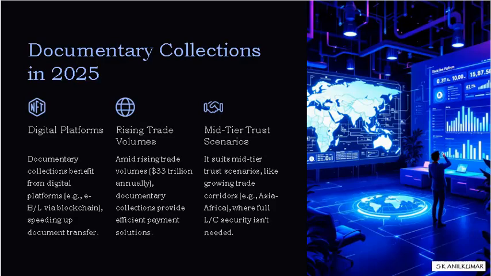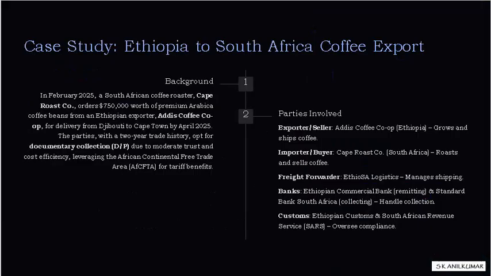Let us look at one case study. Suppose an African coffee roaster is ordering 750,000 worth of premium Arabica coffee beans from an Ethiopian exporter for delivery from Djibouti to Cape Town by April. The parties, with a 2-year trade history, opt for documentary collection DP due to moderate trust and cost efficiency, leveraging the African Continental Free Trade Area, AfCFTA.